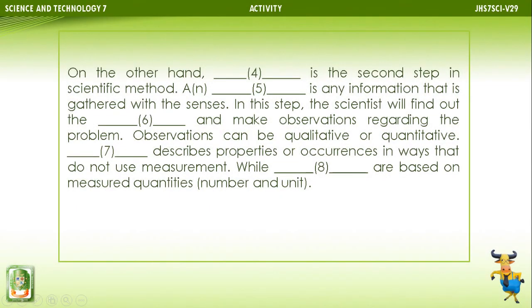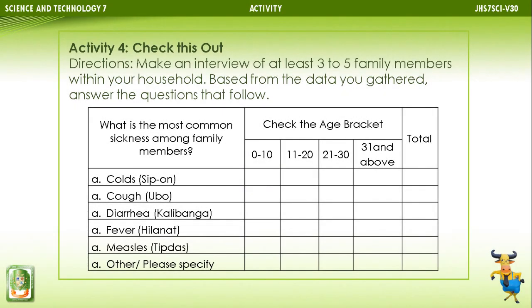On the other hand, blank is the second step in scientific method. A blank is any information that is gathered with the senses. In this step, the scientist will find out the blank, and make observations regarding the problem. Observations can be qualitative or quantitative. Blank describes properties or occurrences in ways that do not use measurement, while blank are based on measured quantities, number and unit. Activity 4, check this out.